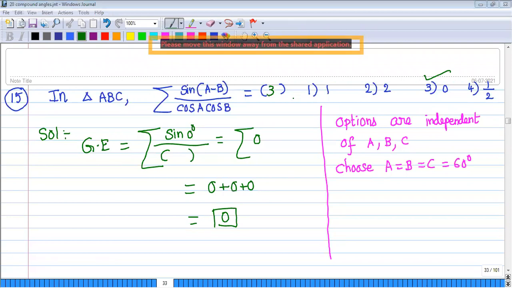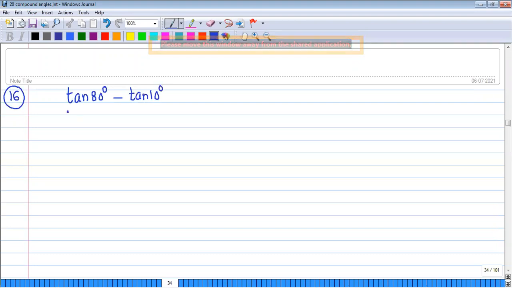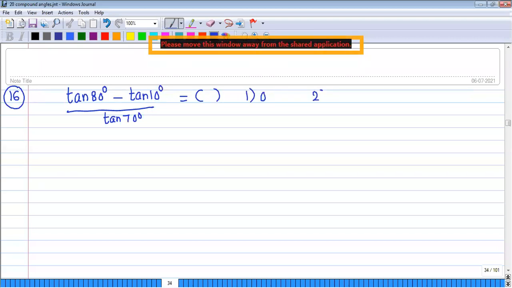So let us move to the 16th question. This is a very important question. Tan 80 degrees minus tan 10 degrees upon tan 70 degrees equals to: first option 0, second option 1, third option 2, fourth option 3.